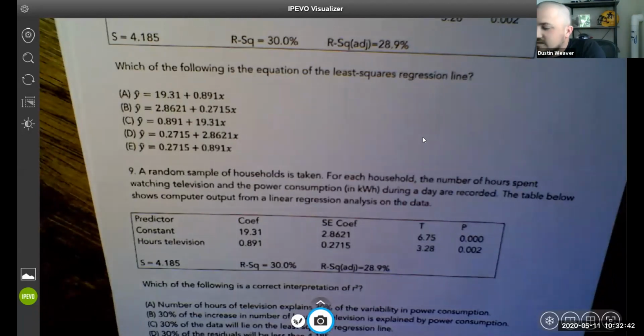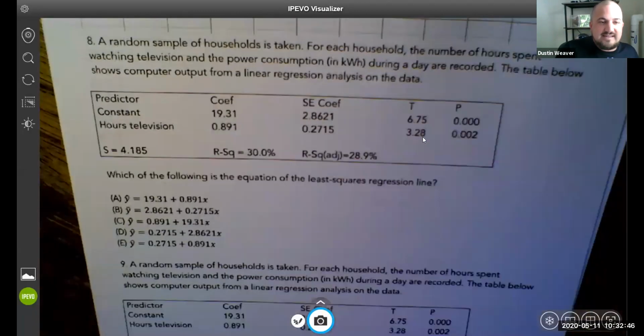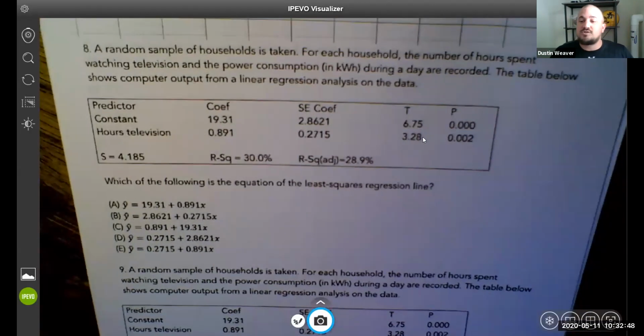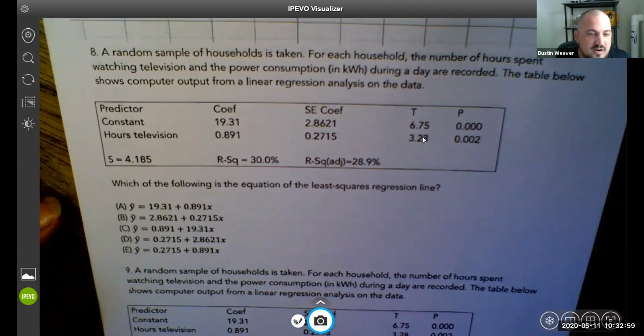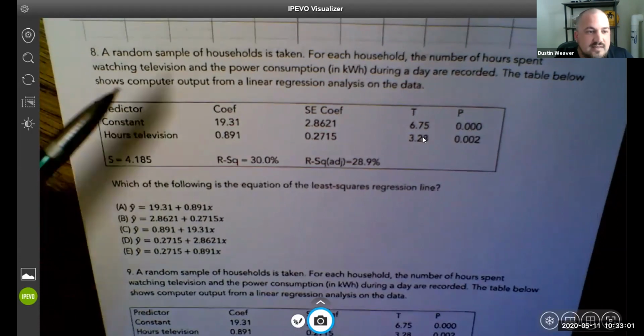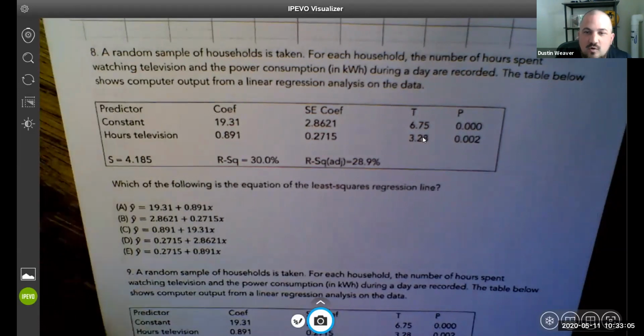Okay. So let's move to number 8. As we go through these, we're doing pretty good so far. Number 8 shows us a table. This is good to see. They want you to be able to see a computer printout, like from Minitab, and we need to get the equation of the least squares regression line. The number of hours spent watching television and the power consumption during the day are recorded for every household, and we assume that the more television you watch, the more power you consume. And this is a table.